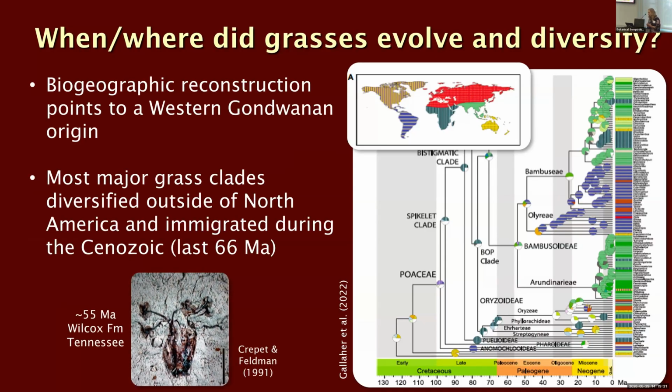Also, these reconstructions show that most major grass clades probably diversified outside of North America initially. And so they must have immigrated to the continent in the last 66 million years or so.